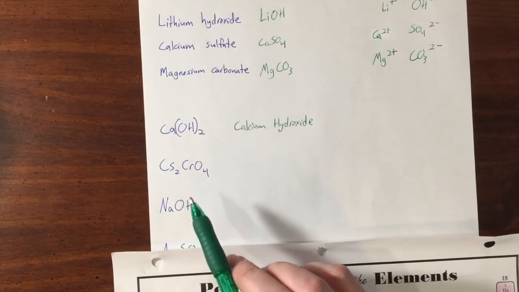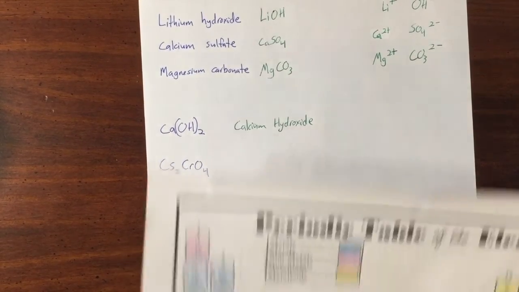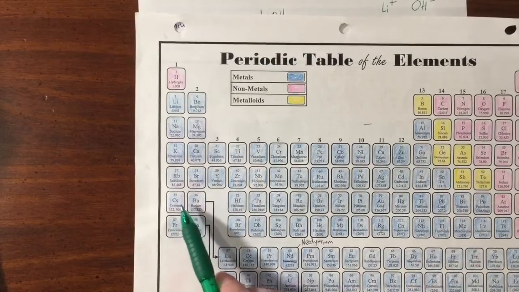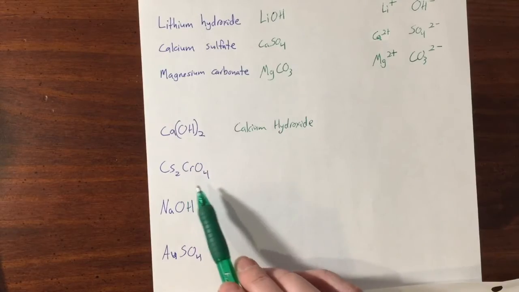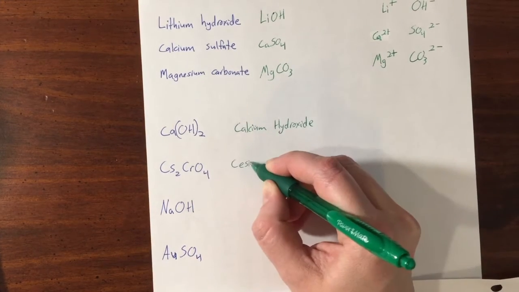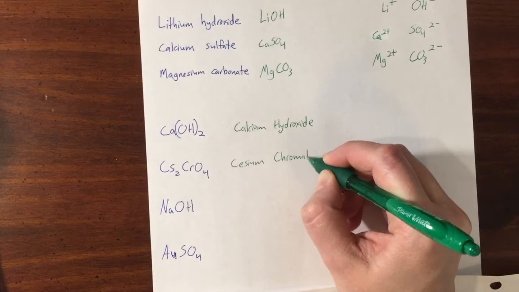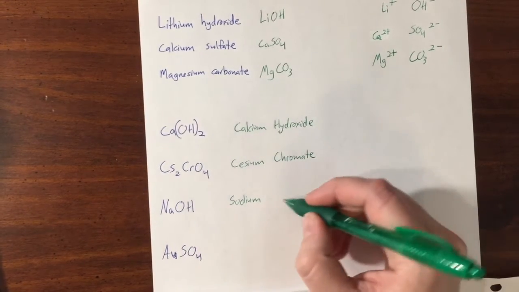All right, I have CsCrO4. What the heck is that, right? Cs on your periodic table is cesium. So cesium is in the first column, it's an alkali metal. CrO4 is on your polyatomic ion sheet, and it's chromate. Cesium chromate. NaOH, Na is sodium, and OH is hydroxide.